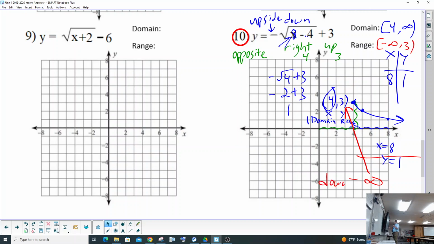And so if we're starting at down, which is -infinity, and then going up until we stop at y equals 3, because range is the y values. So we're slowly going up there. Cool. Okay, awesome.